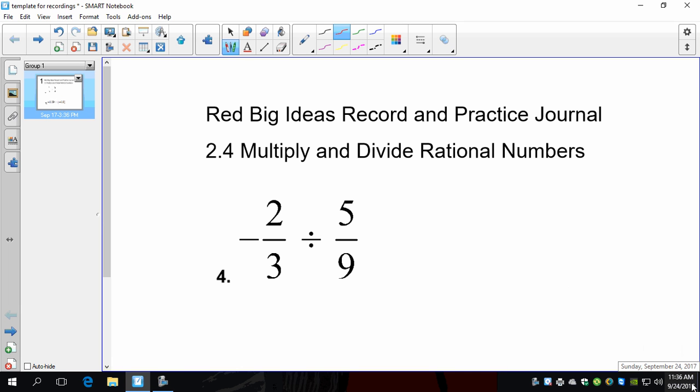We're in the red Big Ideas Record and Practice Journal. We're doing the last section in Chapter 2. It's 2.4, and it's multiply and divide rational numbers.